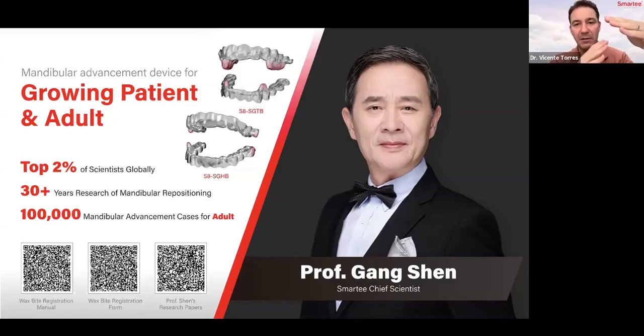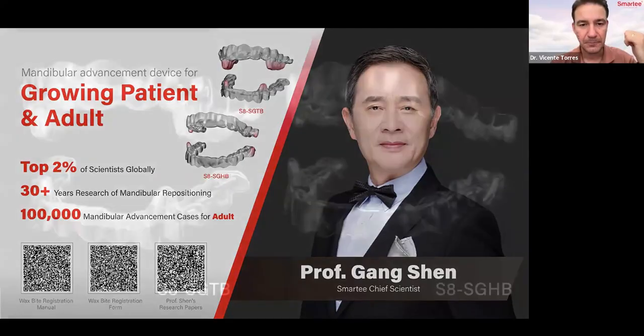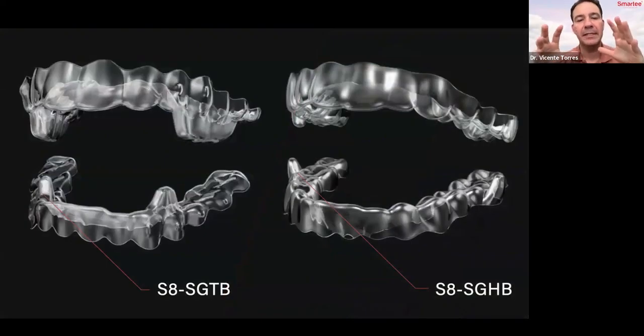So it's different. From the beginning, we have class 2 division 1, class 2 division 0, or class 2 division 2. Our wax registration is totally different. So there you have the registration form and the manual to make this wax bite. And of course, here in Smartee, we have two different devices. The HB is from Herbst Appliance, and TB is Twin Block Appliance.